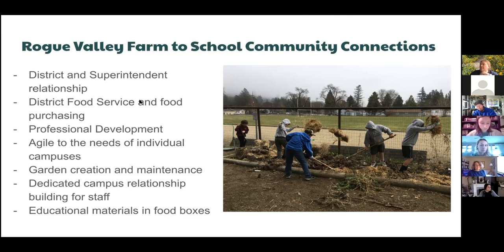And then they're providing free produce boxes to families as a COVID response, and they're putting educational materials into those boxes. So using that as another way to build a deeper relationship. They're feeding the community as well as feeding the minds of the community, which I thought was great.